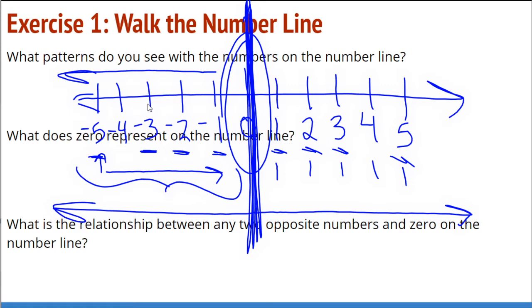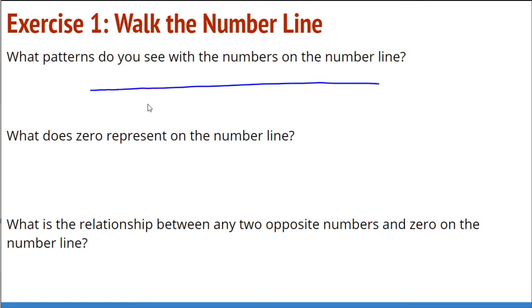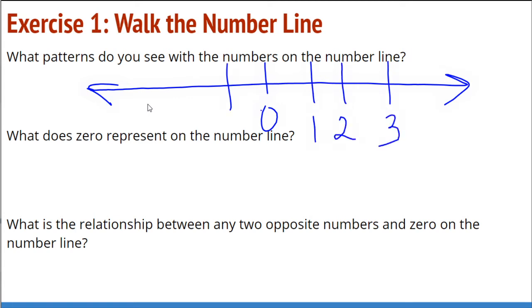Now this last question, what is the relationship between any two opposite numbers and 0 on the number line? So I'm going to erase this and quickly put my number line back up here. So we have 1 and negative 1 that are opposite numbers. Now first I want to make sure we understand why they are opposite numbers.